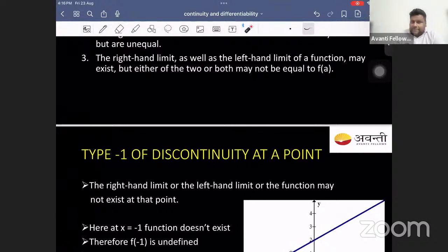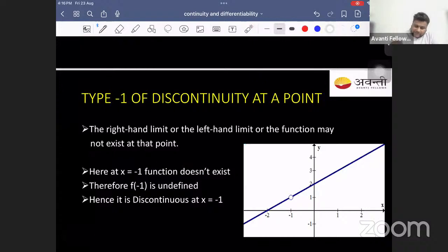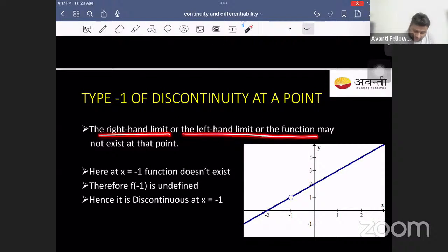Now, different types of discontinuities. Let's talk about type 1 of discontinuity at a point. First of all, let's go with the definition. The right hand limit or the left hand limit of the function may not exist at this point. Either the left hand limit is not existing, or the right hand limit is non-existing, or the value of the function at that point is non-existent.